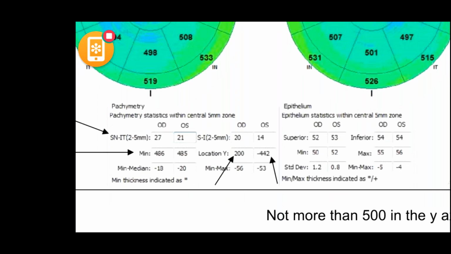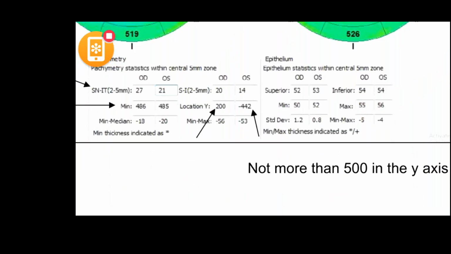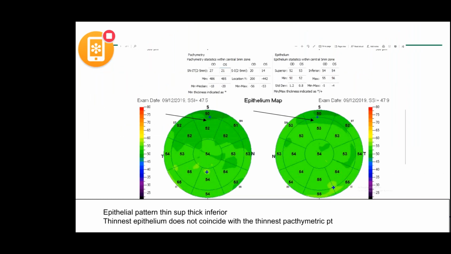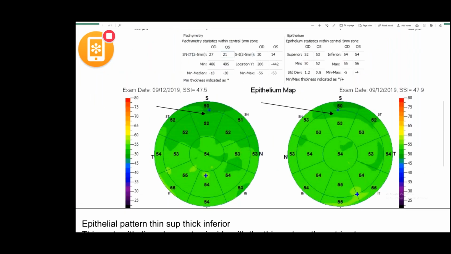And then most important now, again, in the corneal pachymetry is the epithelium now, okay? Can you still hear me? Yes, sir. Okay.